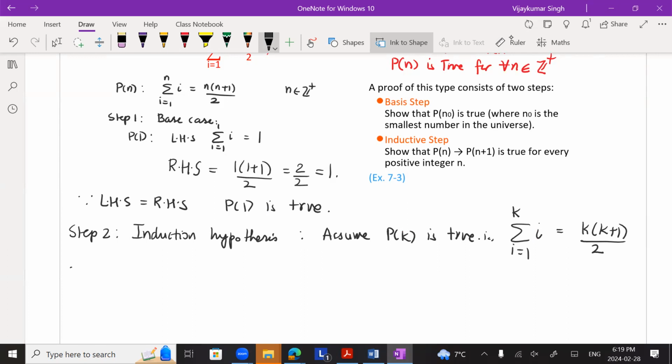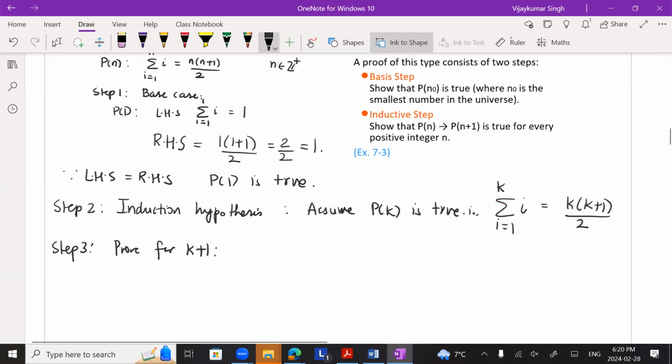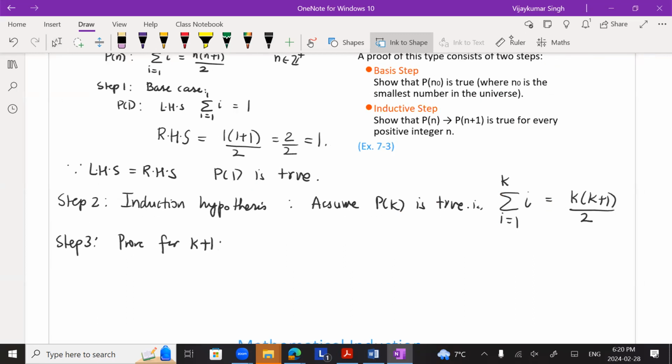Step 3 is the proof for k plus 1. So now how do we do this? Well, you can either go from LHS to RHS, or you can take the previous one and add k plus 1 on both sides. That's totally your choice. But first, I think it's a good idea to see what you really want to prove. What do you mean by proving for P(k plus 1)? That means we want to prove that P of k plus 1 is true. So we should figure out what we really want to prove.